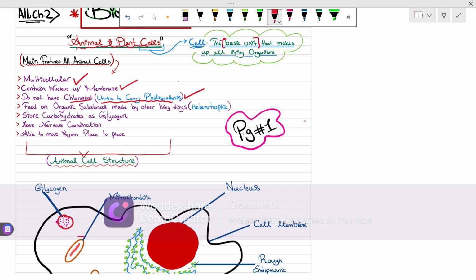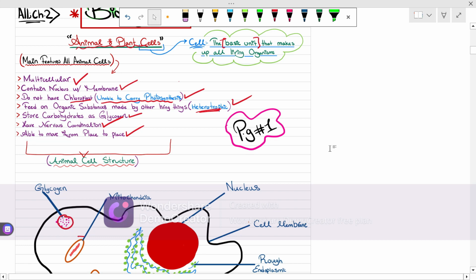All animal cells feed on organic substances made by other living things, and organisms that feed on organic substances made by other living things are heterotrophic. They store carbohydrates as glycogen. They have nervous coordination, and they are able to move from place to place.